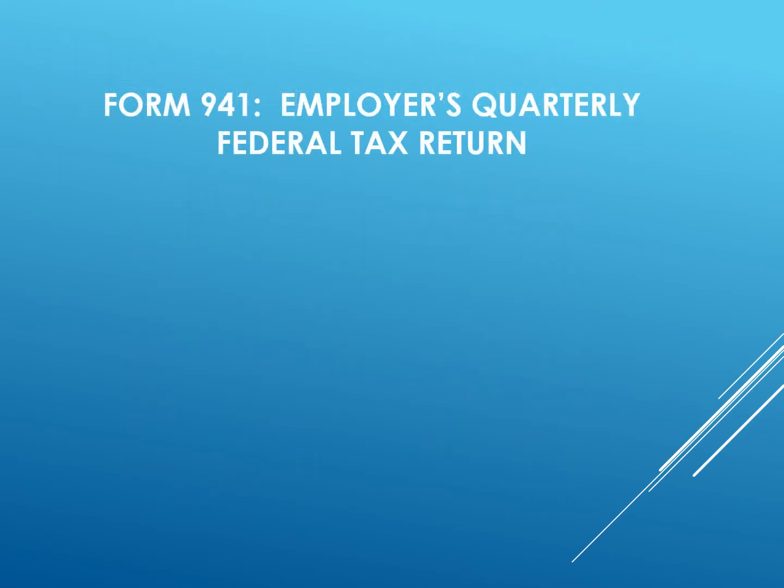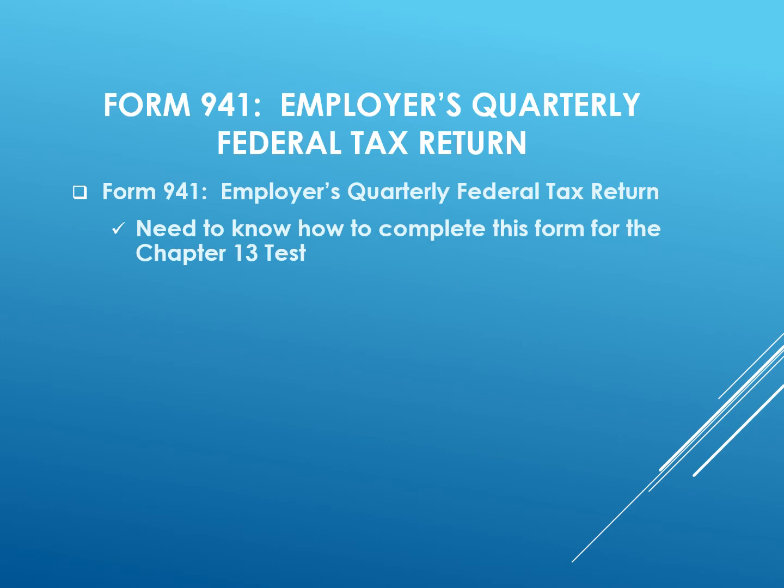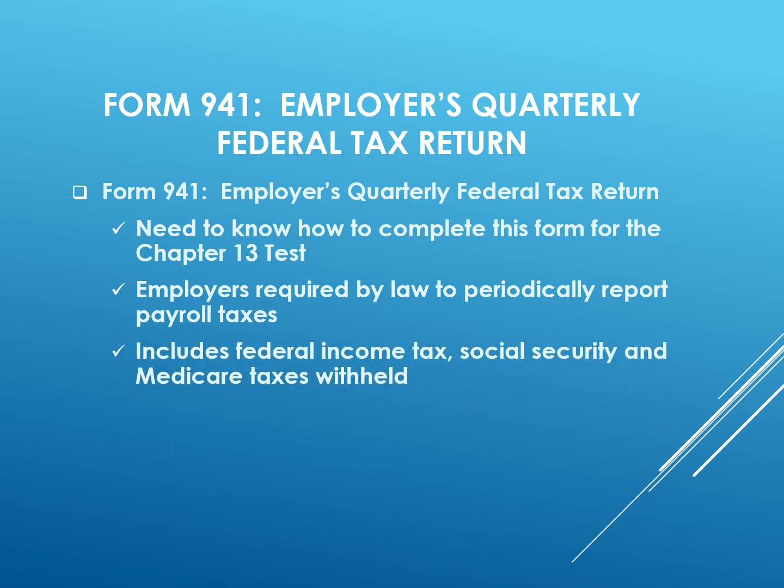Form 941, Employer's Quarterly Federal Tax Return. Form 941 is called the Employer's Quarterly Federal Tax Return. You need to know how to complete this form for the Chapter 13 test. Employers are required by law to periodically report their payroll taxes. This includes federal income tax, Social Security tax, and Medicare taxes withheld. It is submitted every quarter.